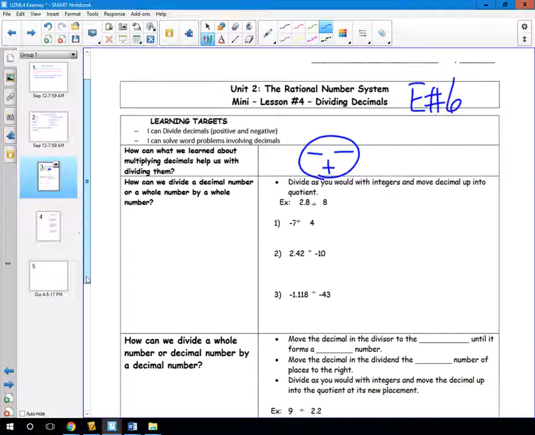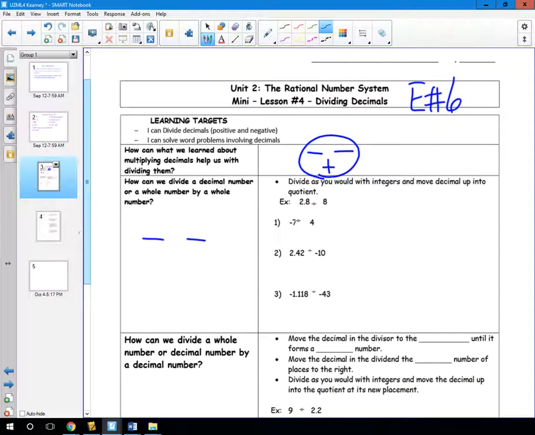So what we're going to do first is we're going to draw our integer man off to the side. And we're going to take a look at number 2. So let's quickly take a look at number 2. First, can someone think which number is going to go inside the house and which number is going to go outside of the house? The number that's going to go outside of the house is always the second number or the last number. So our negative 10 is going to go outside of our house. And then 2.42 is inside of our house.